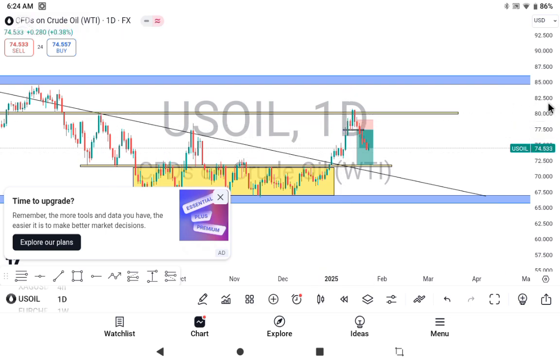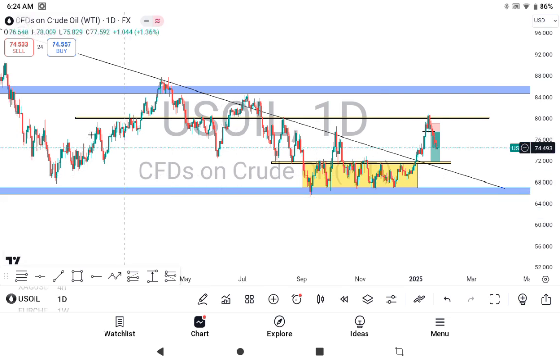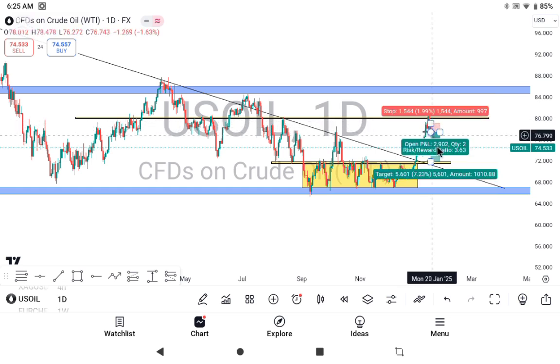Now, while it was going to the upside, US oil came to its key minor level of resistance, and that level of resistance rejected the price from going higher. In the past there was a cluster of rejection right here. This is the main level of resistance right here. This level of resistance held US oil price at this area and pushed the price down.